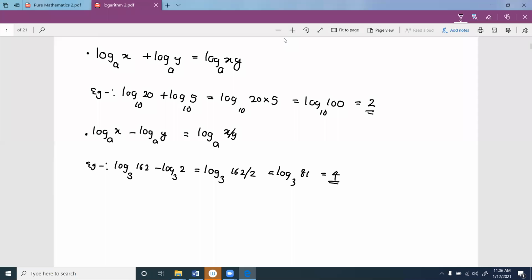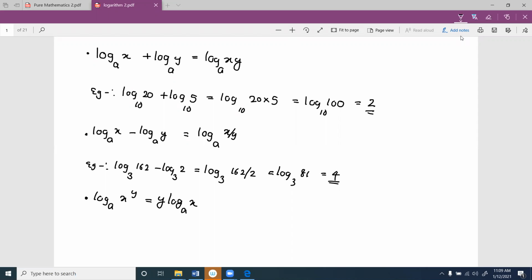The third case is just like this: log a of x to the power y. X to the power y, you can write this power out in front and write it in this way: y times log a x. That's a way of getting it. So this is the third rule we should learn, right?